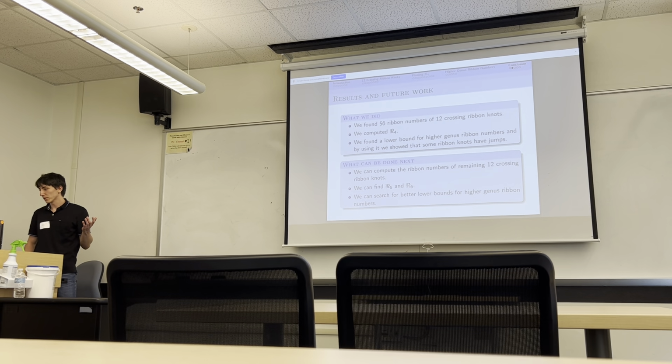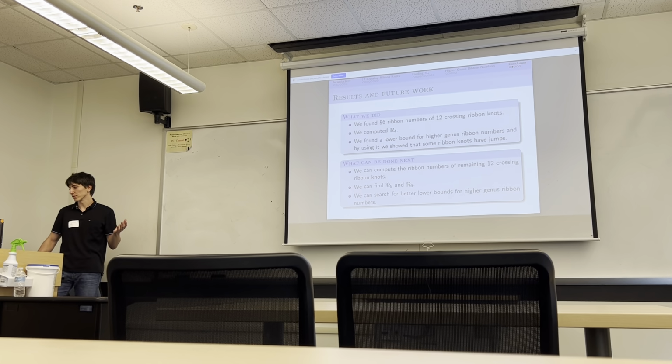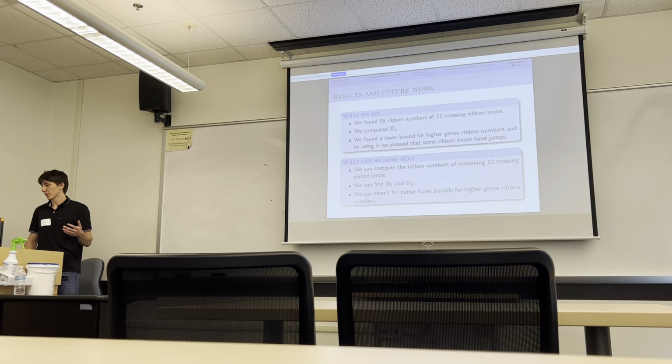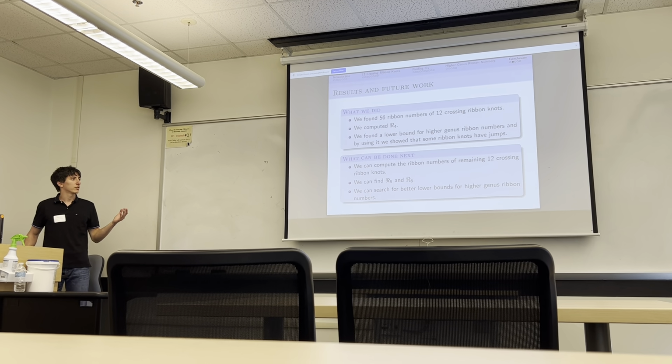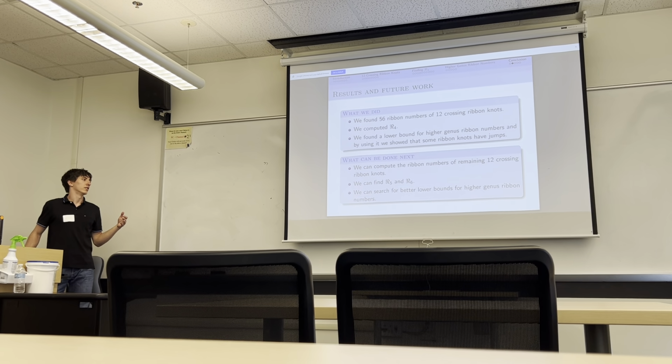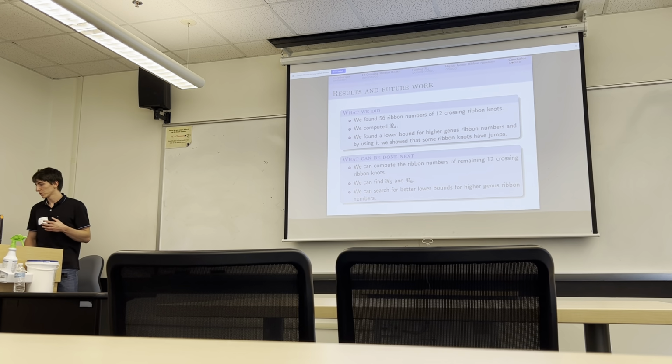So to summarize, we found 56 ribbon numbers using our upper and lower bounds. We computed R4. We found lower bounds for highest genus ribbon numbers, and in the future we can look at other 12-crossing knots and try to extend it to R5 and R6.